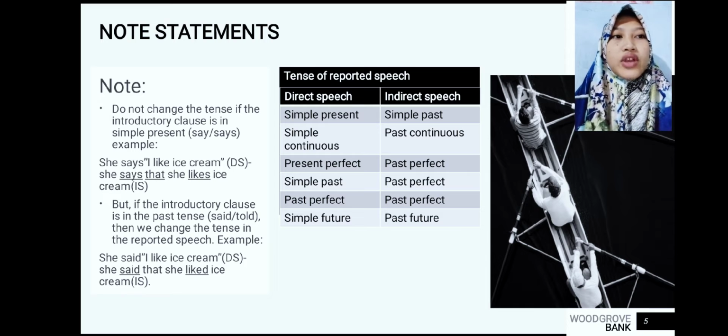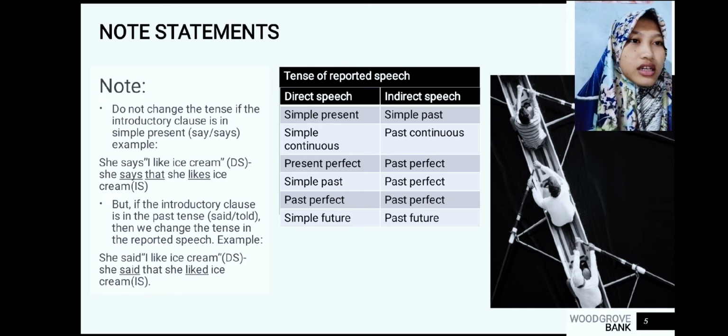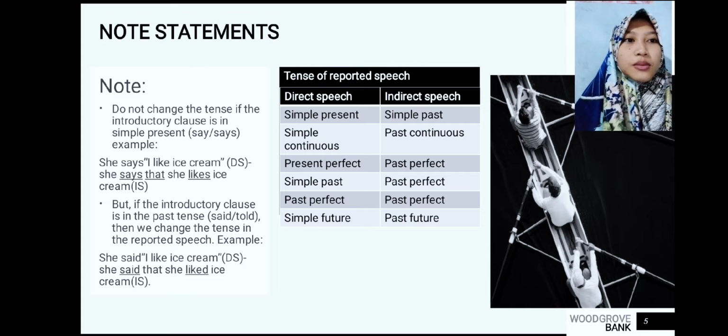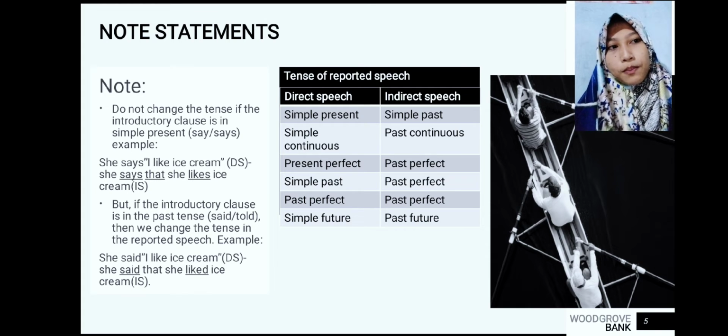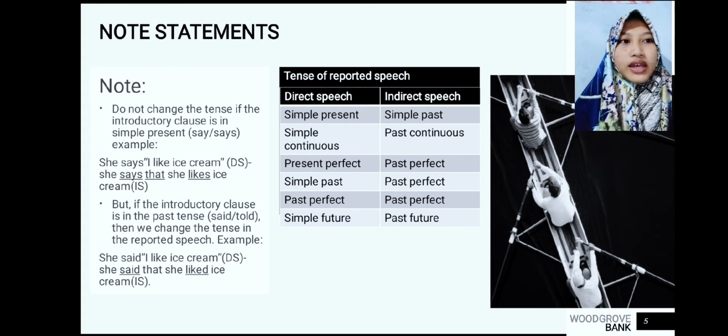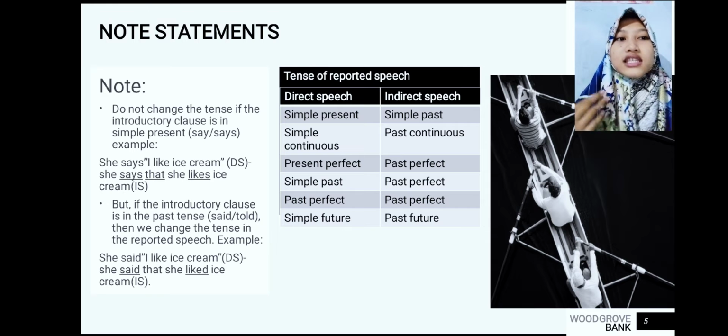For tenses of reported speech, simple present in direct speech to simple past in indirect speech, present continuous to past continuous, present perfect to past perfect, simple past to past perfect, simple future to past future.